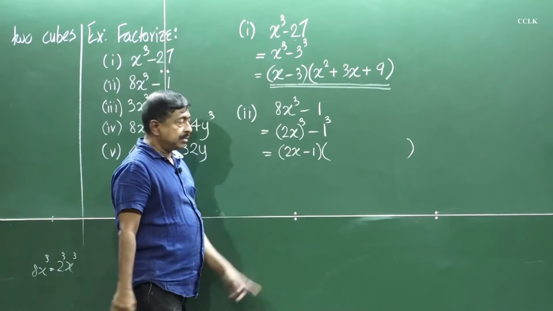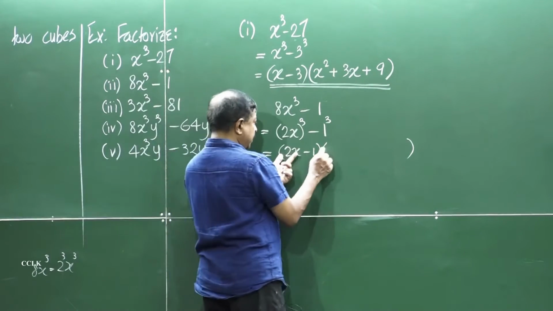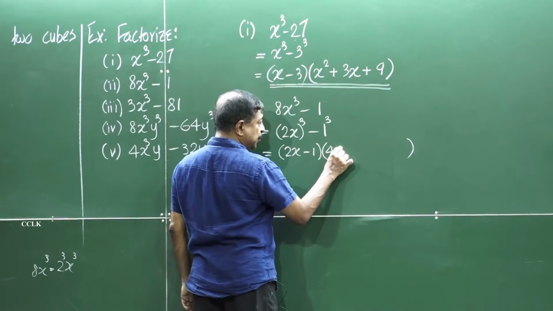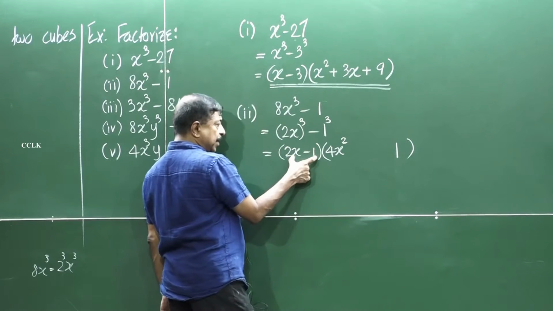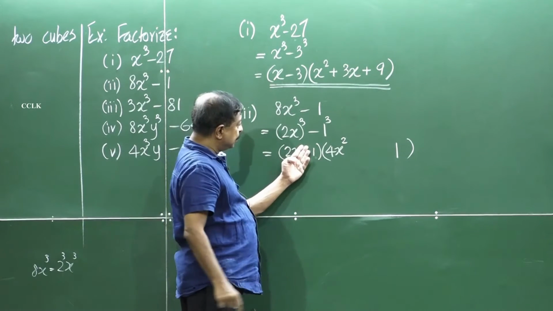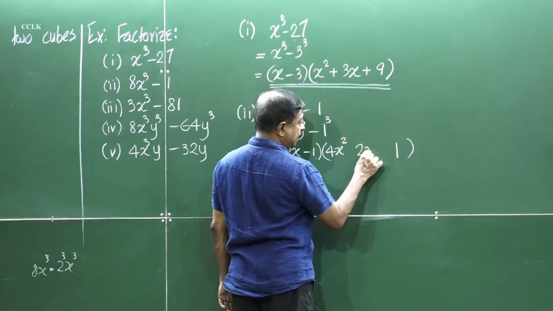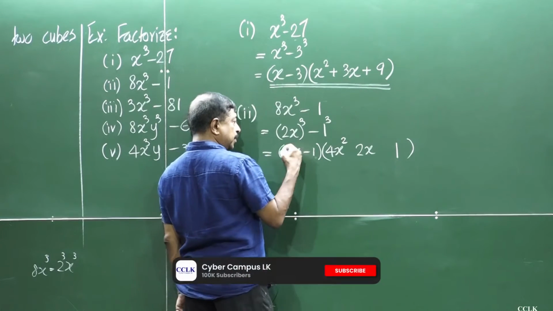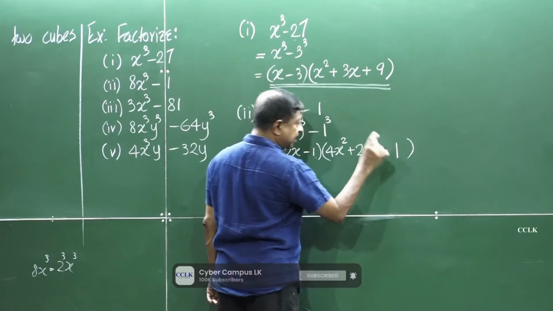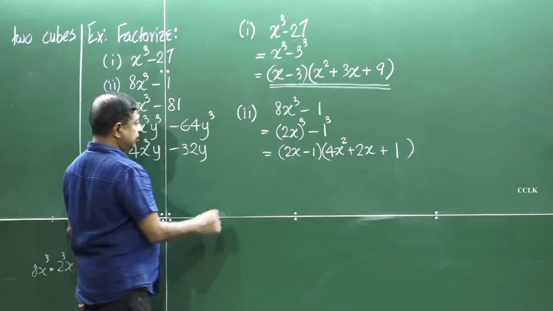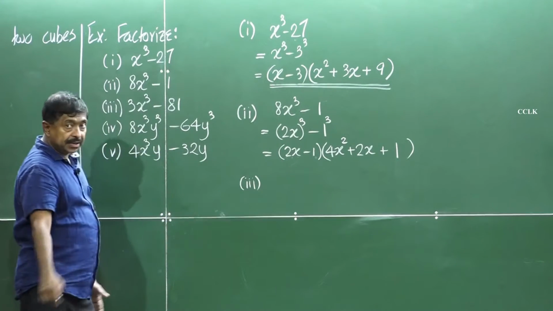What's the next factor? You square this. So 4x squared, right? You have to square both of them. 4x squared. Square 1, you get 1. Get the product of these two. Forget about the sign. Without sign, get the product. 2x times 1 is 2x. So here sign has changed. You keep the sign unchanged. Third. Not that difficult, huh?